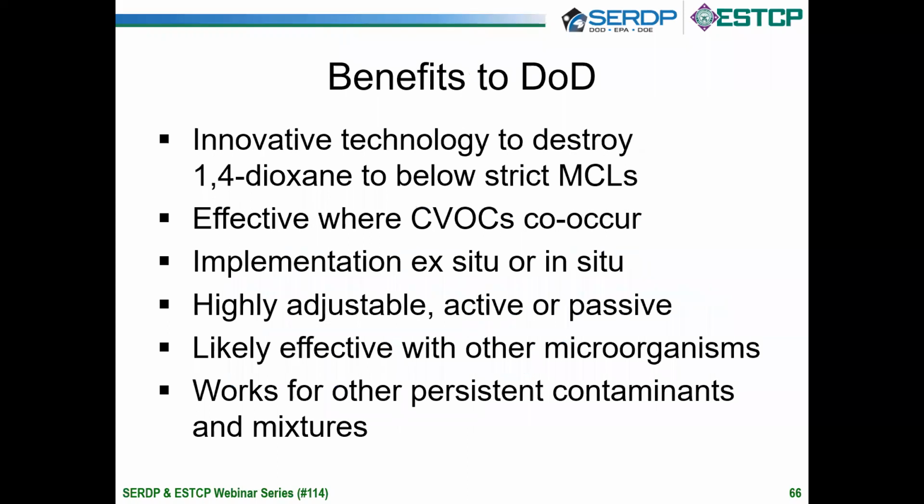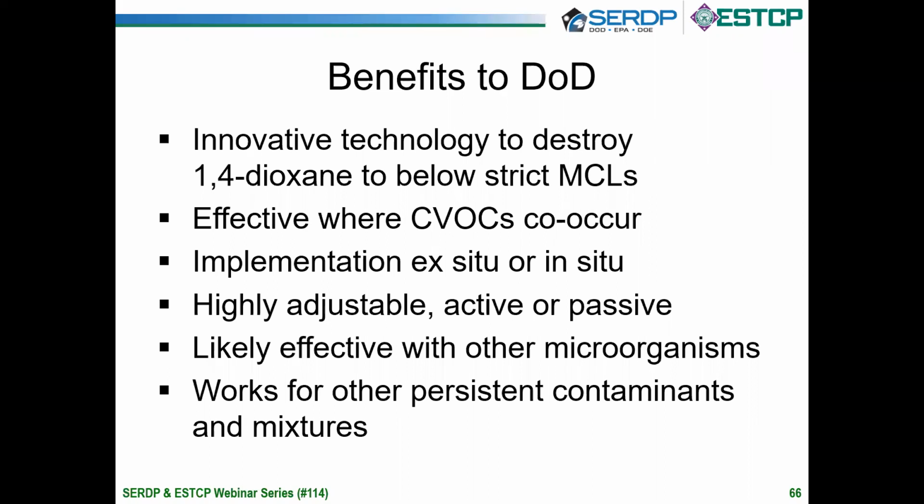So the benefits to the DoD here is that, first of all, we have a new technology in the toolbox to destroy 1,4-dioxane to the very strict, and also a technology that is effective where CVOCs co-occur, and that's certainly often the case. This installation can be implemented ex situ as above ground reactors, and we have pilot tested that too, or it can be installed in situ, for instance, as a permeable reactive barrier or as an EBGR. It is also a highly adjustable system. You can run this active with pumping or hopefully passive in a PRB.